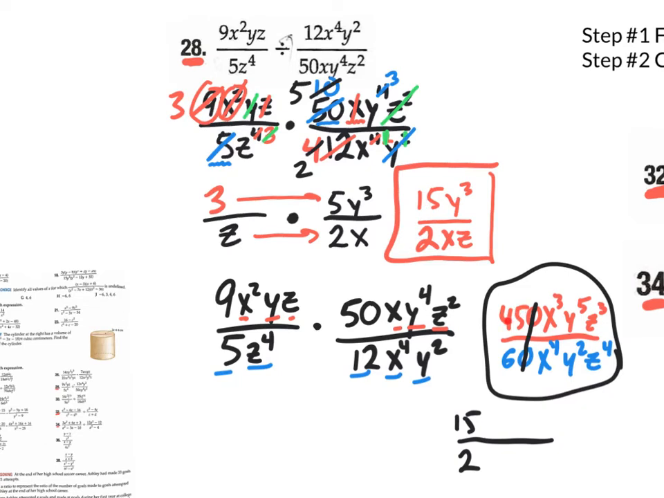So again, 45 divided by 3 is 15. 6 divided by 3 is 2. And then you could cancel out the x to the third. All three cancel with 3 of these. You'll have 1x left on the bottom.